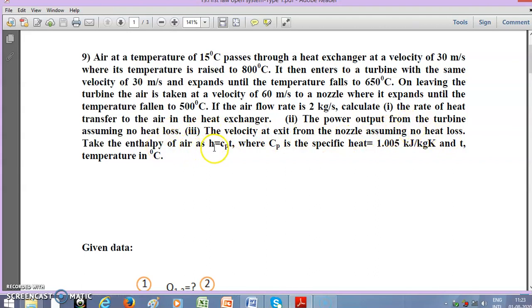Take enthalpy of air as h equals CpT. We have two expressions for enthalpy: h equals u plus pv, and h equals CpT. In these cases we can use h equals CpT easily. Cp is the specific heat at constant pressure, and the value is 1.005 kilojoule per kg Kelvin, and T should be in degrees Celsius. While calculating enthalpy, the enthalpy of state 1 can be simply calculated as h1 equals Cp times T1, where T1 is the temperature at entry. While multiplying the temperature with Cp, the temperature should be in degrees Celsius.